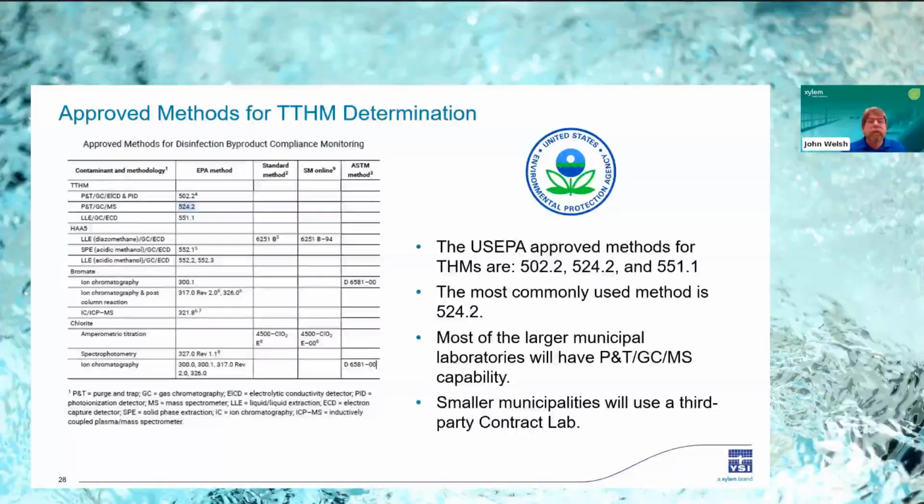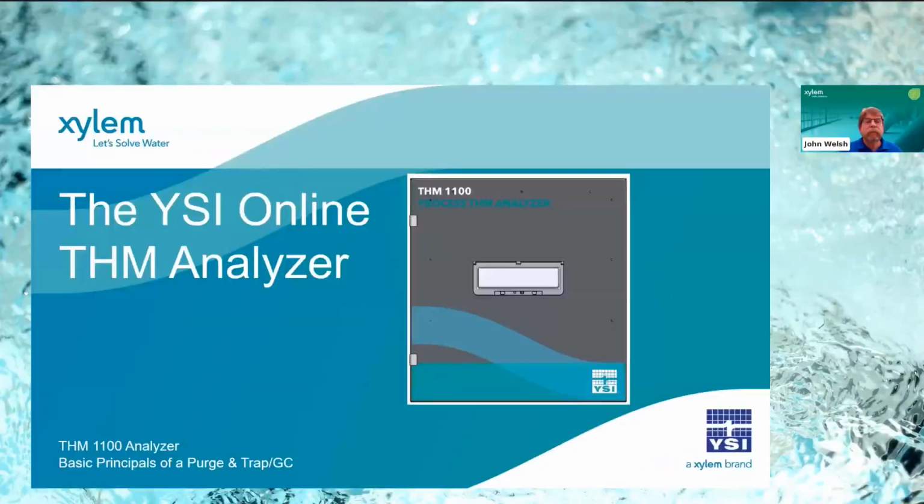I bring this up because the instrument that I'm about to introduce to you uses techniques that are used in these methods for the determination of the trihalomethanes. And that would be the model THM 1100 online THM analyzers. As I put down here on the bottom of this slide, before we talk about the specifics of this analyzer, I'm going to first go over the basic principles of a purge and trap GC, because this analyzer is based on that technique.